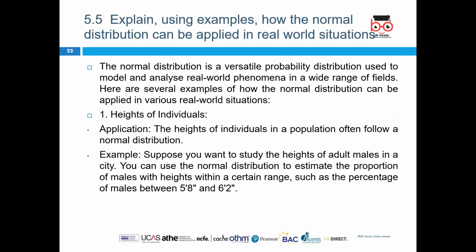So next we look into how normal distribution can be applied in real world situations. We've already looked into a few examples. The first one is heights of individuals. The height of individuals in a population often follows a normal distribution. For example, if you want to study the height of adult males in a city, you can use the normal distribution to estimate the proportion of males with heights within a certain range, for example, between 5 feet 8 inches and 6 feet 2 inches. You'll again see a bell curve appear when you draw the normal distribution.